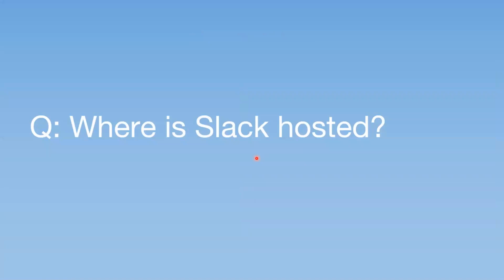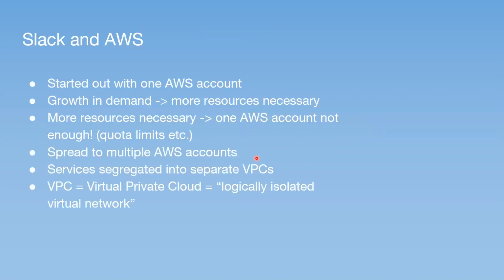Okay, so where is Slack hosted? Slack is hosted on AWS. When Slack started out, it had one AWS account, of course. But as there was growth in demand, Slack needed more resources to handle that growth. But more resources meant that one AWS account was not enough because of quota limits and so on. So Slack had to spread to multiple AWS accounts.